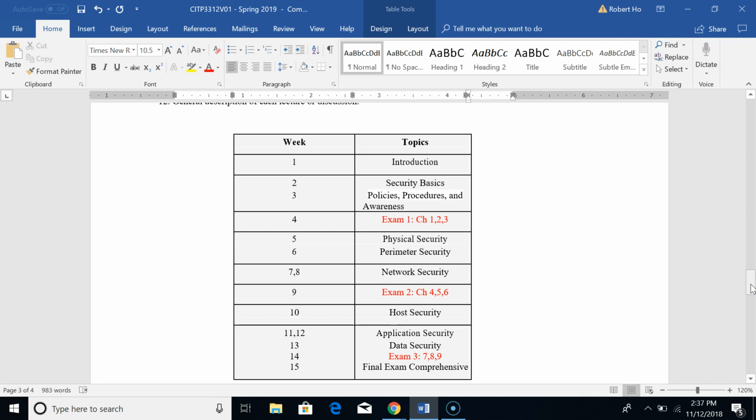Okay, so we have 15 or 16 weeks. For example, in the first week we are going to do introduction. Second week we are going to do security basics. This is chapter 1, chapter 2, and policy and procedure and awareness is in chapter 3. After we finish the first 3 chapters, we are going to have an exam, which is exam 1 in week 4. So in week 4 we have exam 1 that covers chapters 1, 2, and 3.